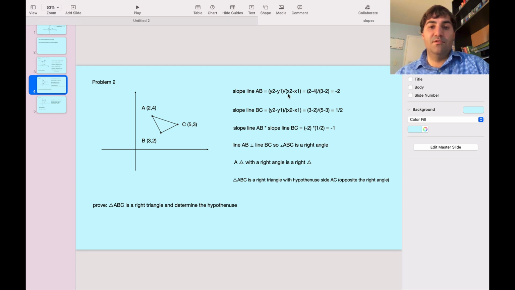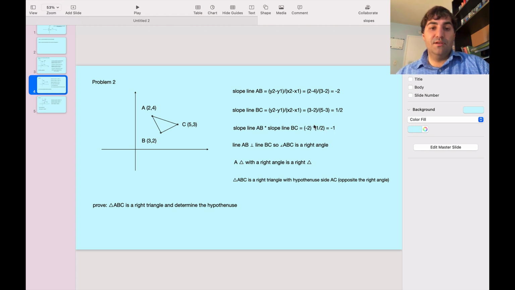So we use the same formula. So we get 2 minus 4 divided by 3 minus 2, which is going to be minus 2. And the slope of line BC is going to be 3 minus 2 divided by 5 minus 3. And that's going to be 1/2. So what happens when you multiply the slope of line AB with the slope of line BC? Well, you get minus 2 times 1/2, and that simplifies to minus 1.